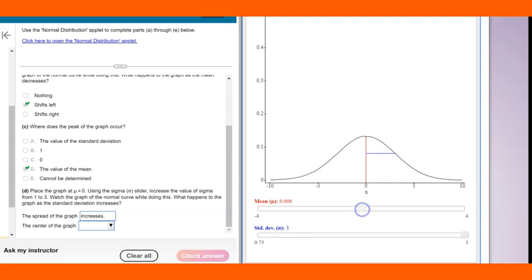But this is mu, it doesn't matter. Just let's keep this at 0 here. Okay. Now increase the value of sigma from 1 to 3.